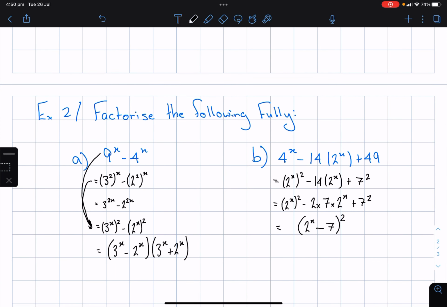It is spotting patterns and using strategies to get to those patterns so we can easily factorize.